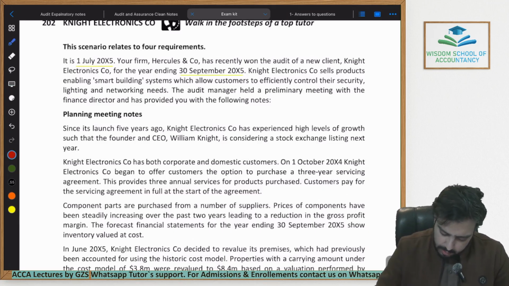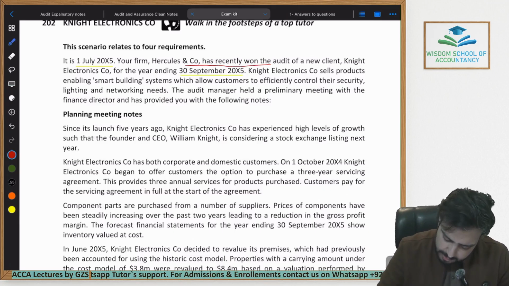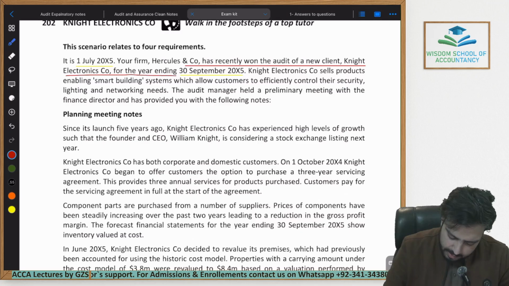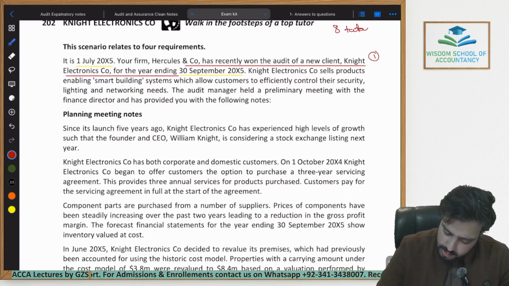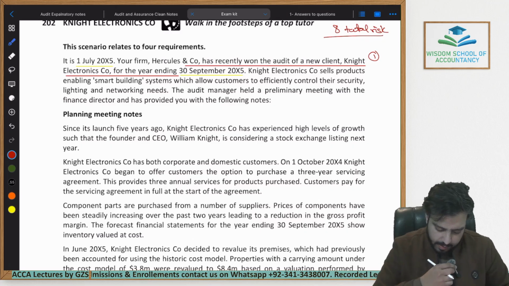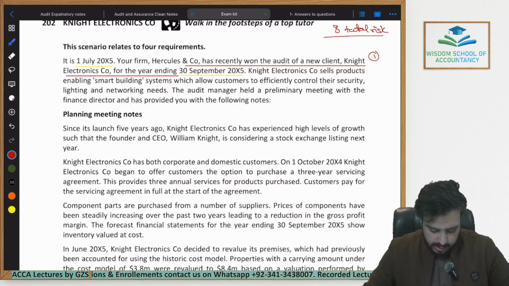Moving back towards my question, let me highlight that we have identified our risk number 1. How many risks did we have to write down? If you remember correctly, we only had to write down 8 total risks. Now, the first risk we have already identified. Let's try to identify more than 8.